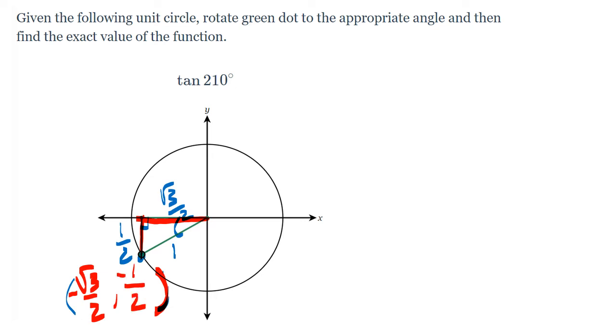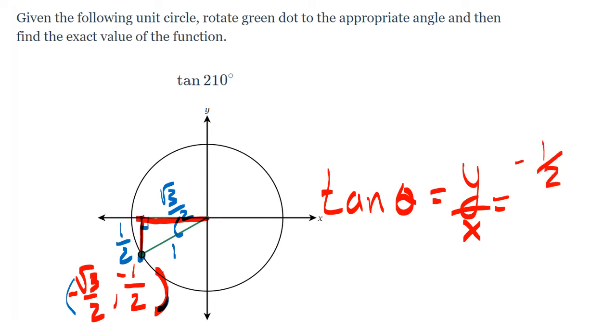And so the tangent of theta, if you remember from the previous video, is the y coordinate over the x coordinate. Or you can also think of it as opposite over adjacent, however you want to think about it. So the y coordinate is negative 1/2. The x coordinate is negative square root of 3/2. Right?